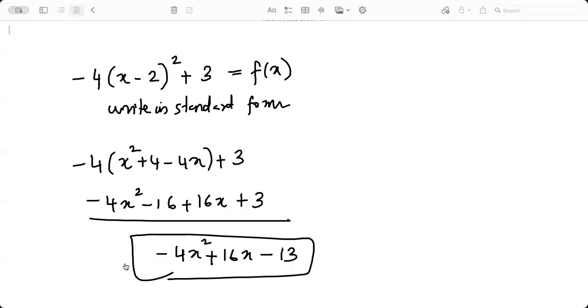Now you know how to convert from vertex form to standard form, correct? Okay. I just want to revise some word problems, okay? You're going to try this one.